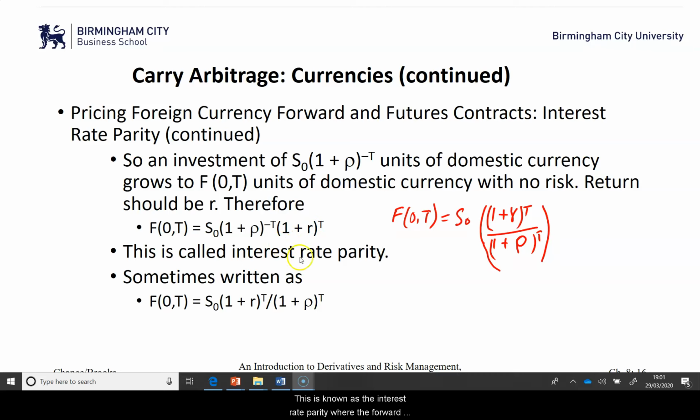This is known as the interest rate parity, where the forward price reflects the interest rate differential between the two countries, and sometimes it is written as this. We can see that when we take this down to divide, the minus sign here becomes positive. So both these expressions can be used.